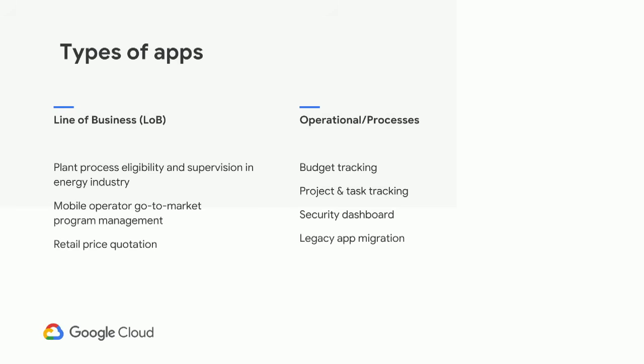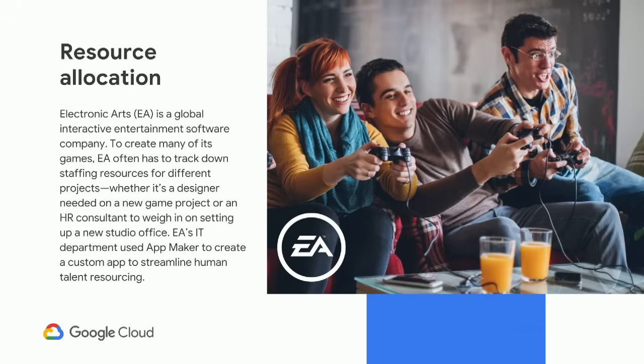Apps to streamline operations and workflows are also popular in many companies. We see customers building applications to do budget tracking, project management inside their companies, build dashboards for security, and also use it for app migration. One example to illustrate this is an app built by one of our customers, Electronic Arts, to streamline a critical business process they had struggled optimizing previously.